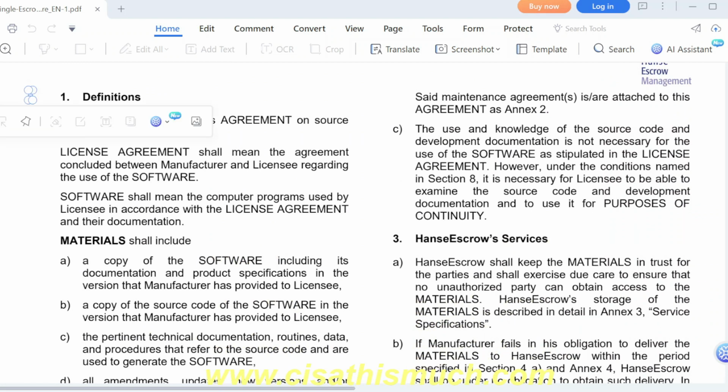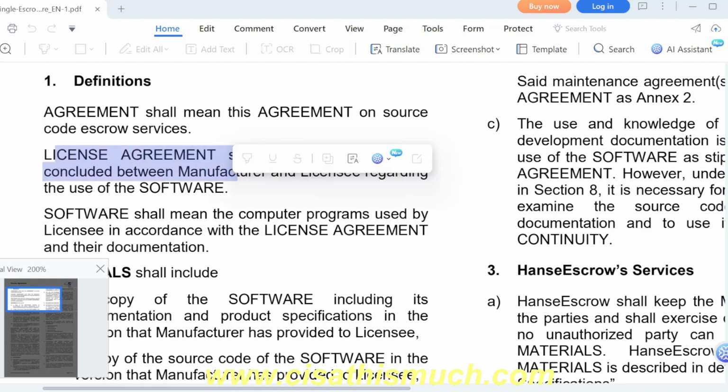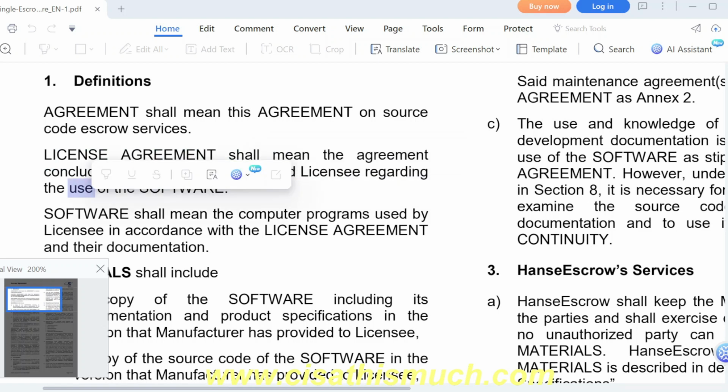First, the definitions. Agreement shall mean this agreement on the source code escrow services. License agreement shall mean the agreement between the manufacturer and the licensee regarding the use of the software. Use: we are not giving you the right to sell or redistribute. Use of the software.